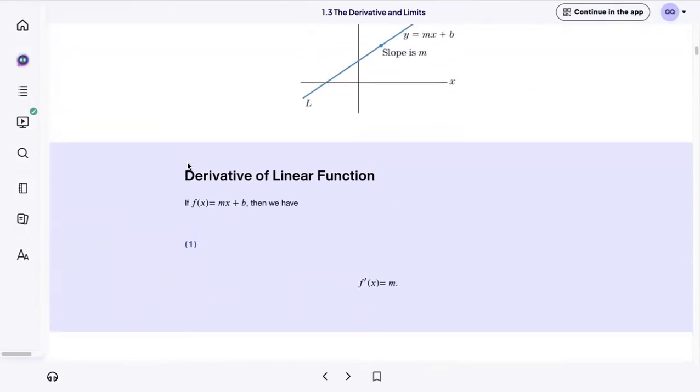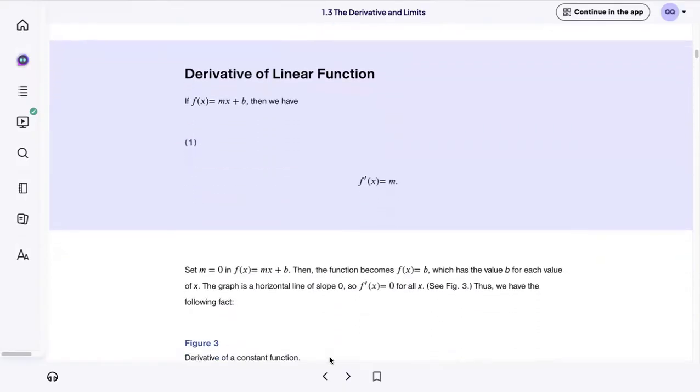Okay, anyway. So again, remember we have this linear function, a straight line. And what is the rate of change? From this moment on, we can call it the derivative. The derivative of a linear function is the slope. So we write it like this: f prime of x equals m.